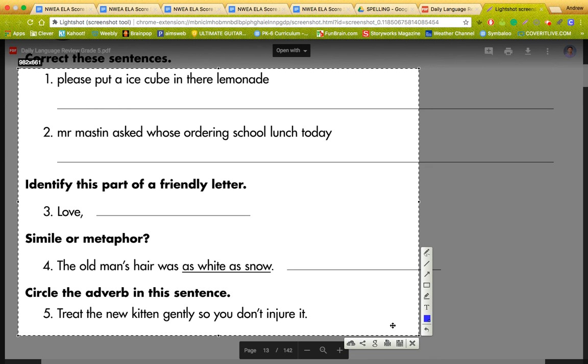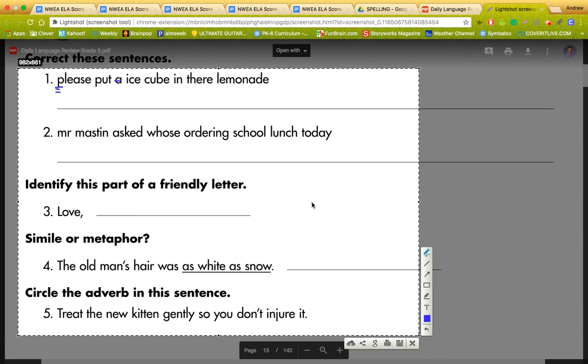Okay, correct these sentences. Guys, please put a ice cube in their lemonade. So let's do the obvious, of course. We need to capitalize please. This is the first word in a sentence, so that makes it a proper noun in this sentence. Please put a ice cube in their lemonade. Guys, look what I'm going to do here.